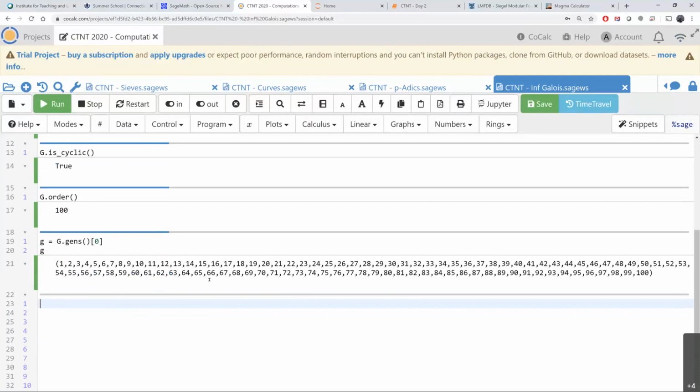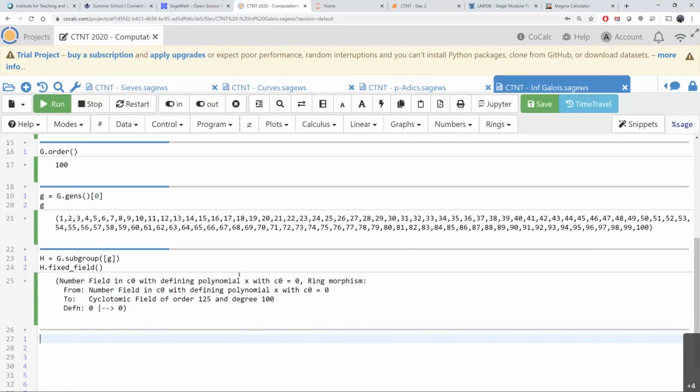All right, so let's find out some fixed fields. For that, I need the subgroup of G. So I'm going to make the group generated by G itself, and then look at what is the fixed field of that. It tells me that is a field with defining polynomial X, and it gives me the ring morphism that is related to this. If I just do zero, then it will just return the number field.